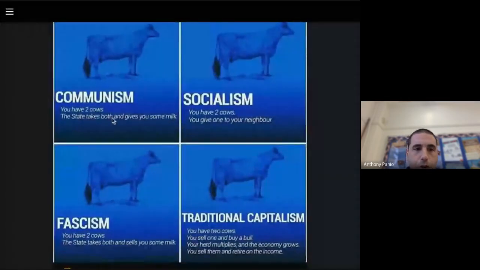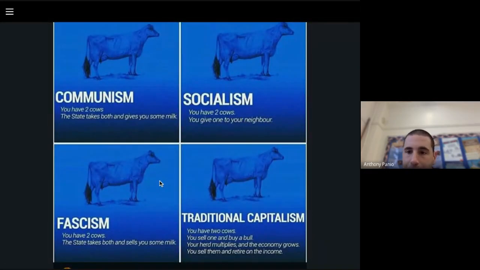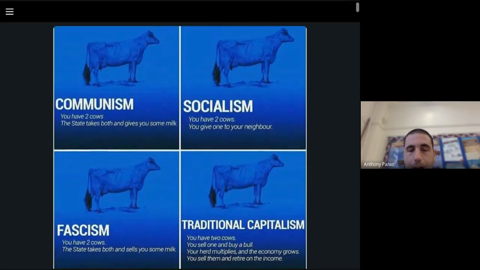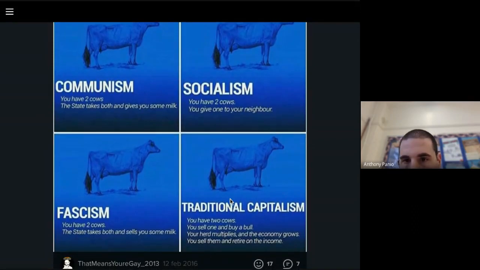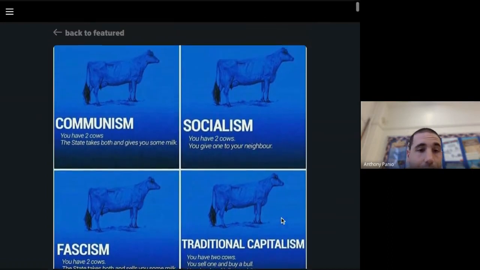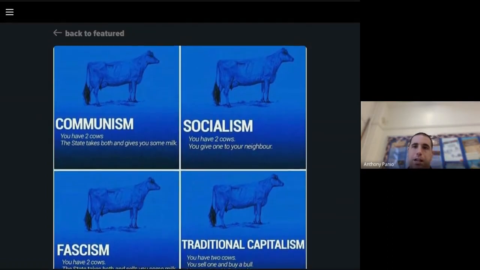All right, don't look at the fascism one right now, but this is kind of the idea. This is a little bit biased in favor of capitalism, but I just want you to see it. Communism is, you have two cows. The state, which is the government, takes both of the cows and they give you some milk. They're not yours, those cows. They are the government's property, basically. Socialism is very straightforward. You have two cows, you give one to your neighbor who doesn't have a cow. Keep things equal. Don't worry about fascism. Traditional capitalism is basically you have two cows, and you get to decide what you want to do with those cows. That's the best way I can explain it.